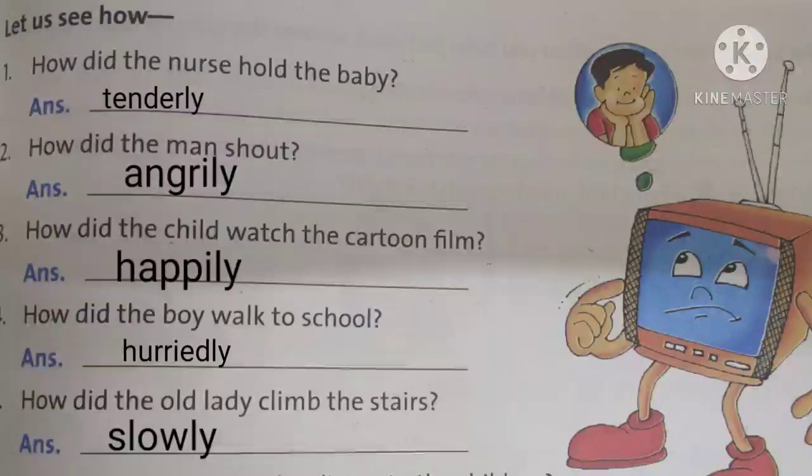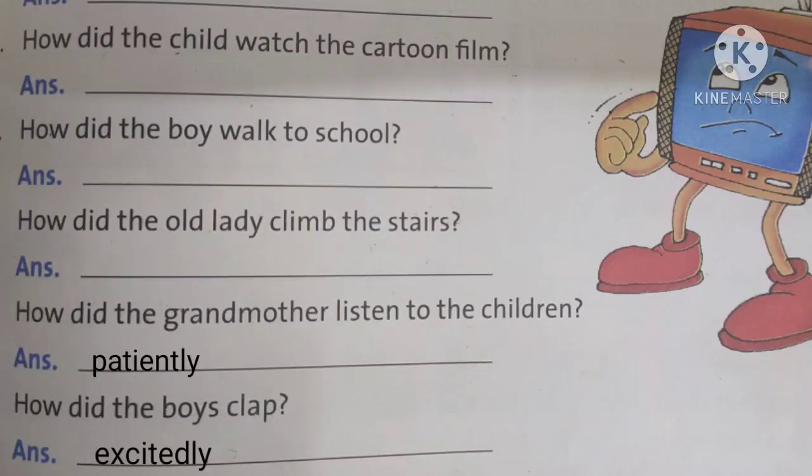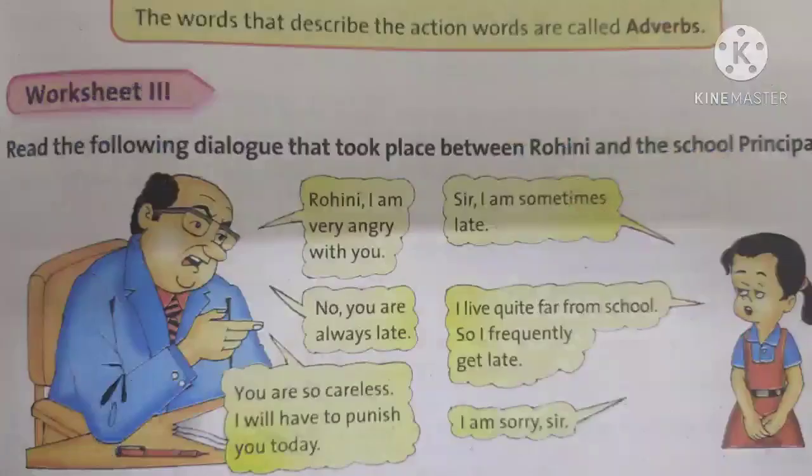How did the nurse hold the baby? She held him tenderly. How did the man shout? Angrily. So how did the child watch the cartoon film? Happily, hurriedly, slowly, patiently and excitedly. So this we have already done in worksheet 2. Now these words that describe the action words are called adverbs.